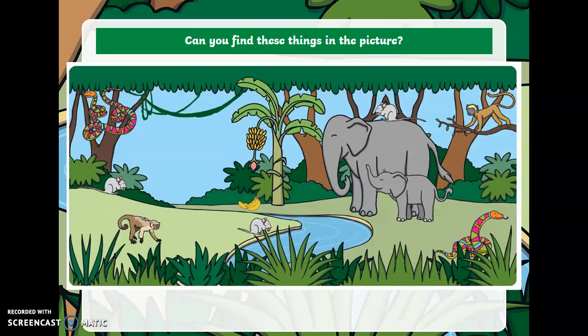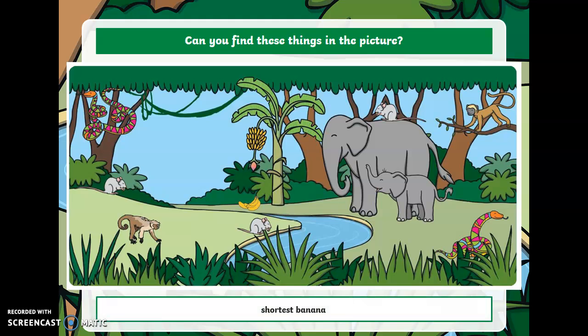Can you find these things in the picture? So make sure you look at the picture carefully. Can you find the shortest banana? So I can see some bananas here and I can see some bananas here, but we're looking for the shortest bananas. And these ones here are the shortest ones. And then here in this bunch, we've got a really short one there, and then we've got a really long one there.